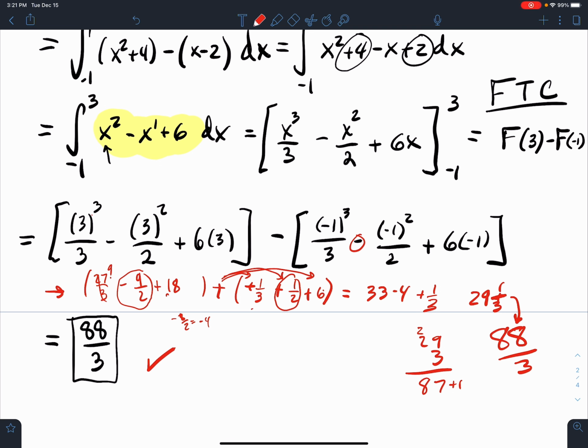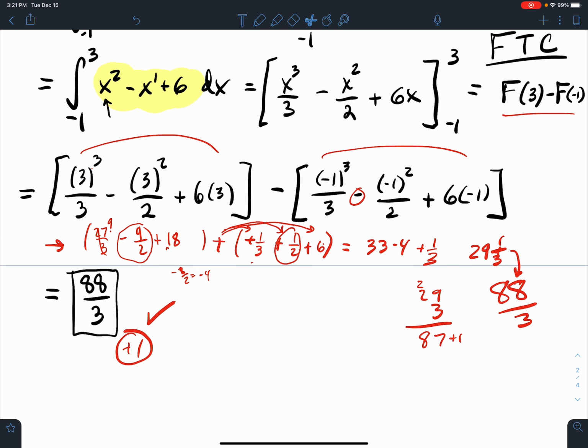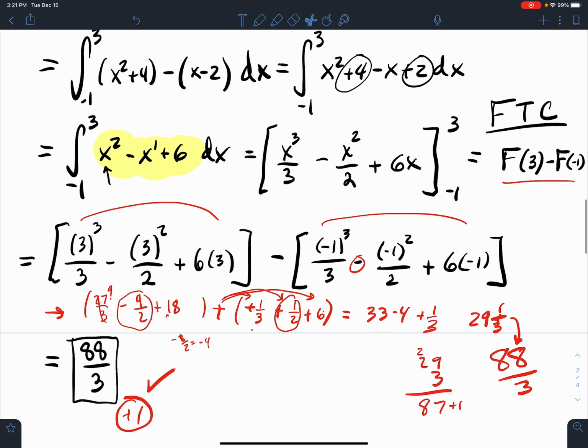But I'm not so much concerned about this part here. Once you get to this part here, this is just the arithmetic, right? So maybe I give you 1 point for this part. I'd probably give you the 1 point for this part right here, getting that final answer, right?